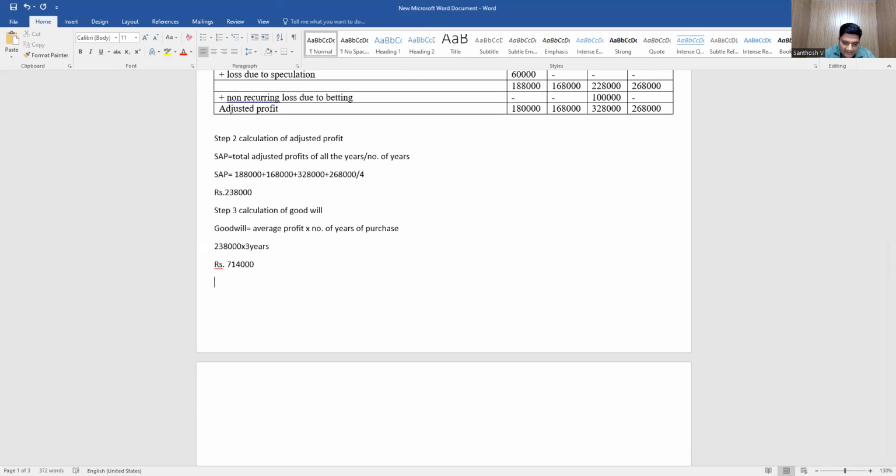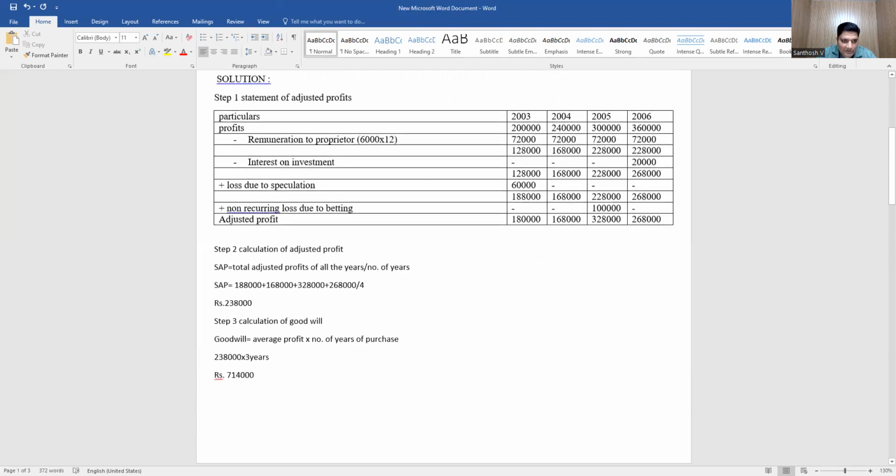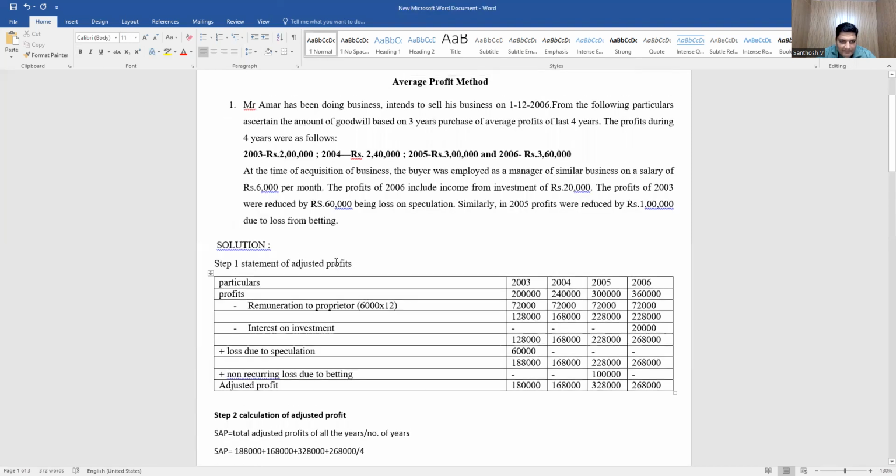Then step number 4, we are not doing. We have only step number 3. So in the heading of average profit method, we have only step 1, step 2, as well as step 3. I am going to highlight these steps. It will be very easy for you to identify.